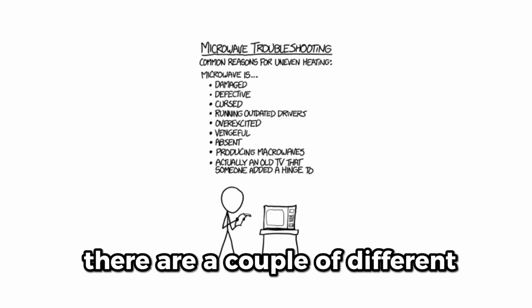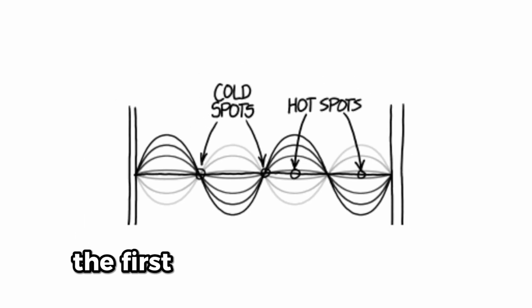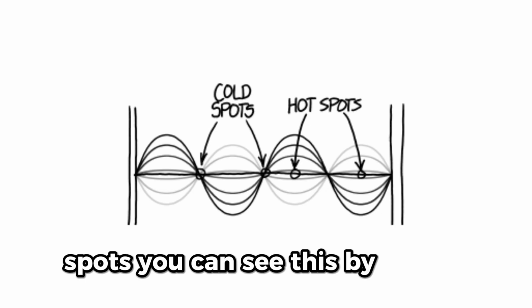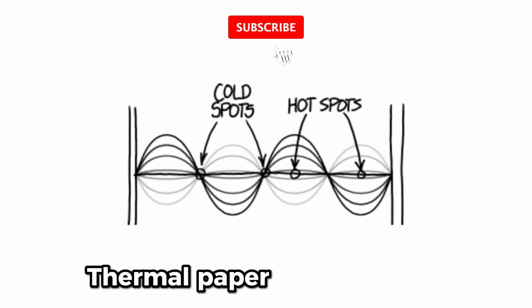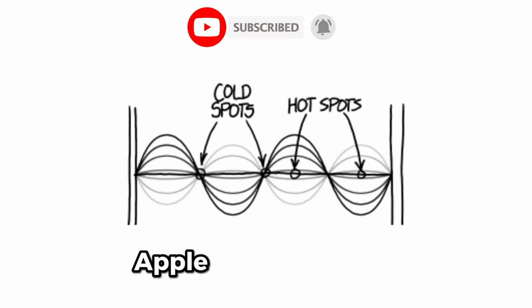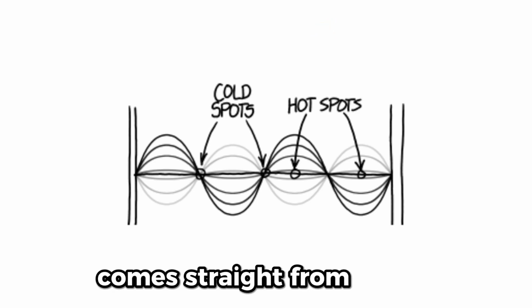There are a couple of different effects that cause microwaves to heat food unevenly. The first one is that microwaves have hot and cold spots. You can see this by filling a microwave with damp thermal paper, marshmallows, chocolate, or, possibly best of all, apple jams. The reason microwaves don't cook evenly comes straight from physics.